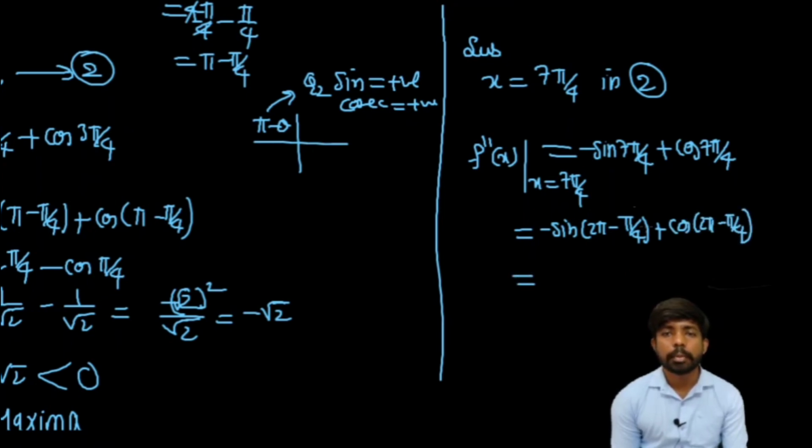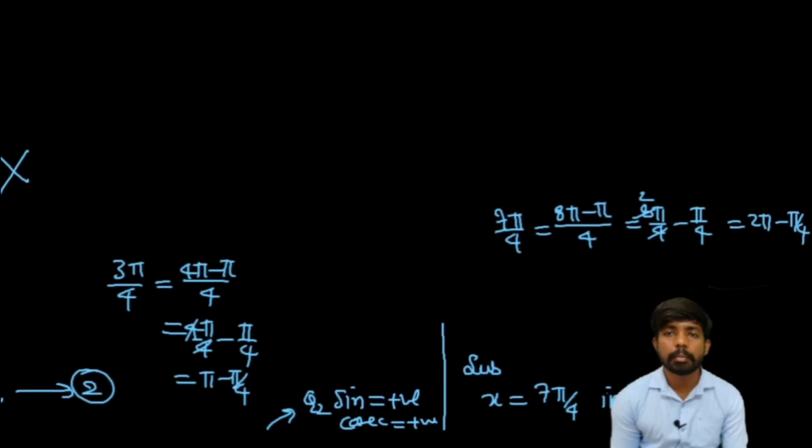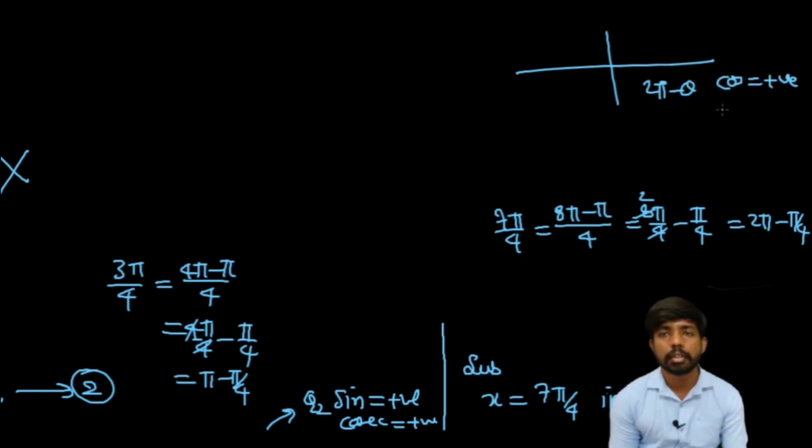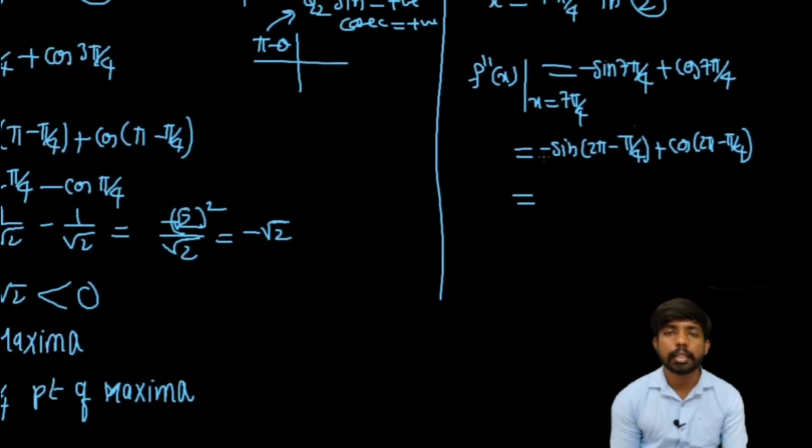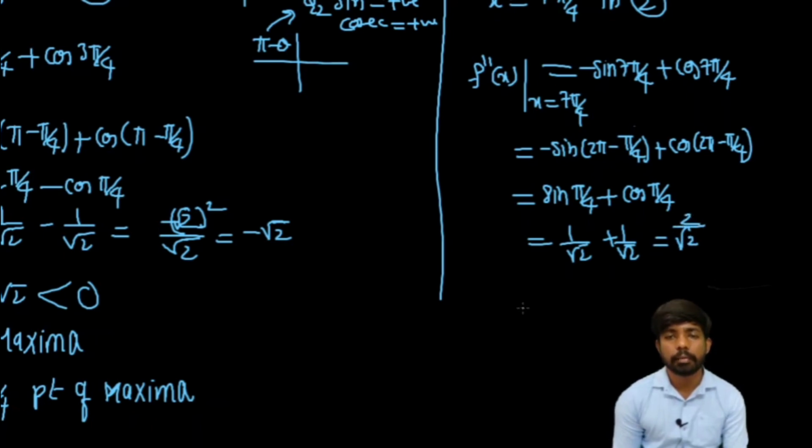Here 2 pi minus theta lies in which quadrant? 2 pi minus theta lies in the fourth quadrant. Cos is positive, secant is positive, and the remaining all are negative. Therefore sine is negative, and negative into negative is positive: sine pi by 4 plus cos pi by 4. This is 1 by root 2 plus 1 by root 2, which is 2 by root 2, so root 2.